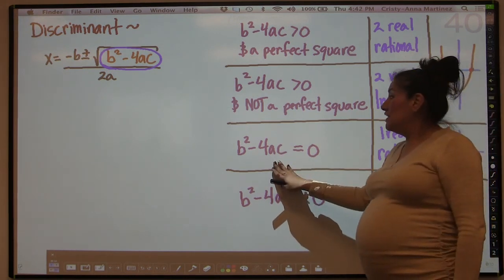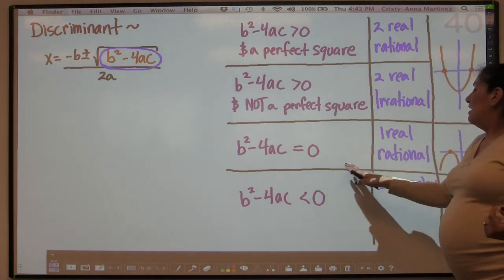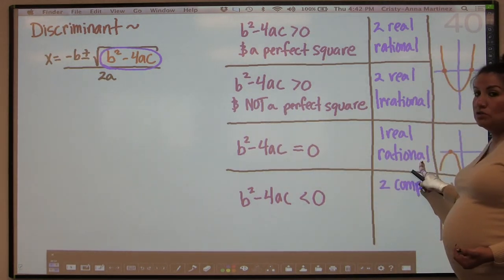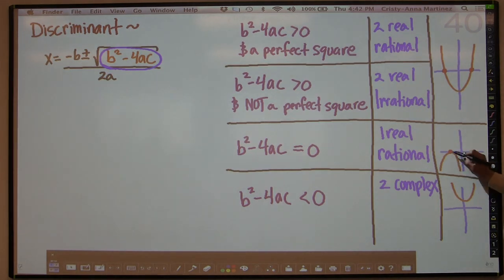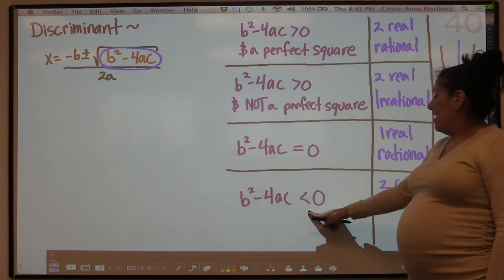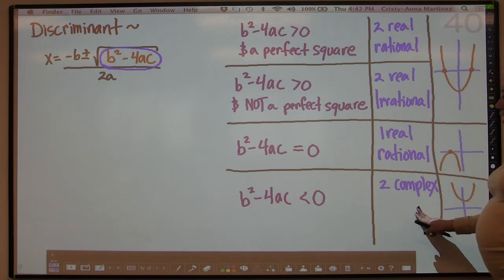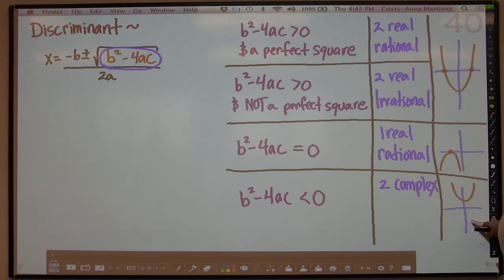Then you have the case where b squared minus 4ac, the discriminant, is equal to 0, like in example 2, I believe. And in that case, you're only going to get one real rational solution, and that looks like this. It doesn't cross the x-axis, but it kind of touches the x-axis, and then comes back down. So that's what it looks like when you have one real solution. And then, of course, the case where it's negative. If the discriminant is negative, you get two complex or imaginary solutions, and that's because that graph will look like this, and basically the graph never crosses the x-axis, so it would make sense that it wouldn't actually have a real solution. It's an imaginary solution.